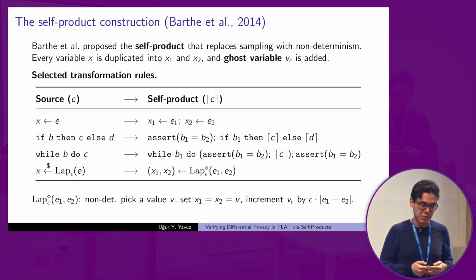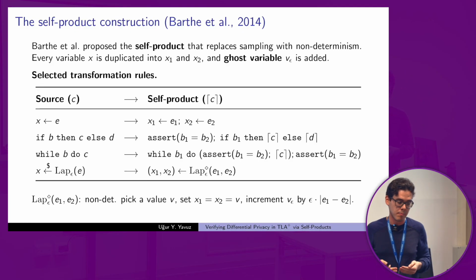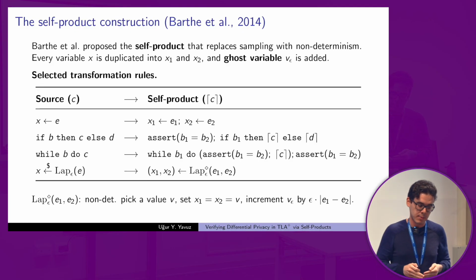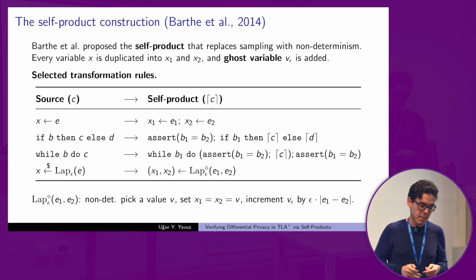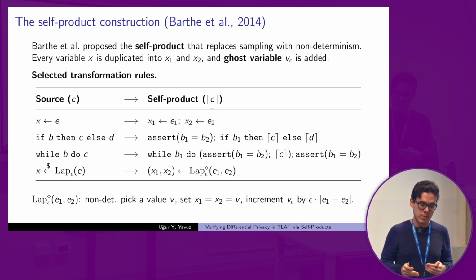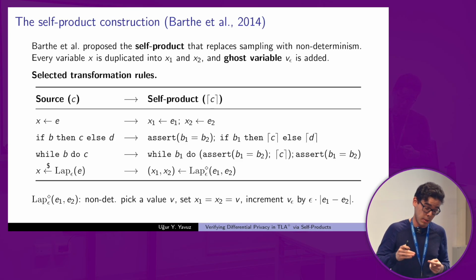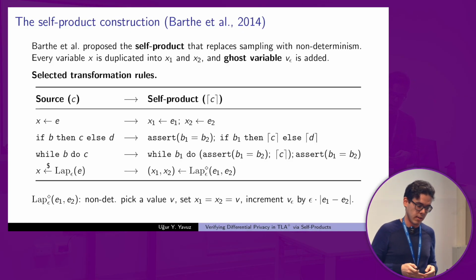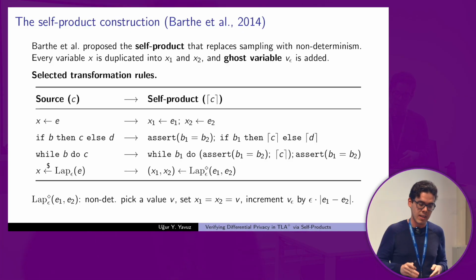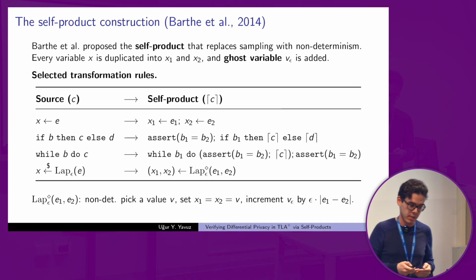Now that we have a language to express differentially private programs in, we can talk about how to verify them. Specifically, Barthe and colleagues propose a syntactic transformation called the self product that duplicates each variable into two copies and replaces sampling with non-determinism. The goal here is to reduce a probabilistic relational property into a standard safety property of a non-probabilistic program, which can then be proven using ordinary Hoare logic.